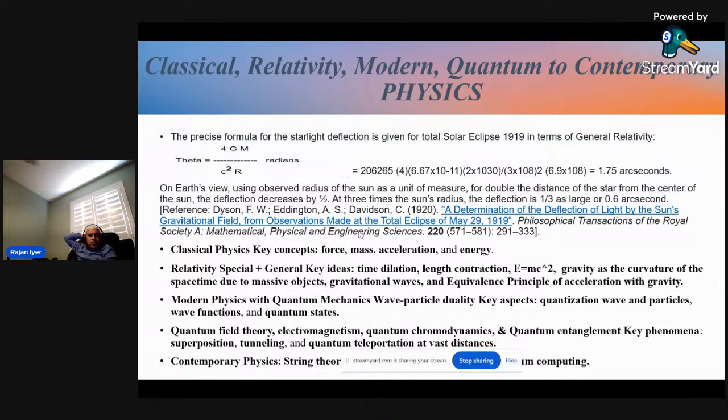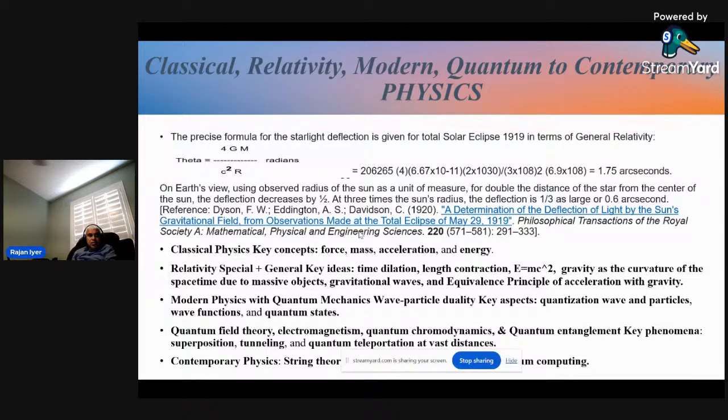Taking the observed radius of the sun as a unit of measure, if you double the distance of the star from the center, the deflection decreases by half. According to this formula, at three times the sun's radius, the deflection is one third, and so on. These differentials were measured by Eddington and his associates Dyson and Davidson. They determined the deflection of light by the sun's gravitational field during the observations of the total solar eclipse of May 29, 1919. This is a fundamental thing that shifted physics from classical to relativistic in some sense.